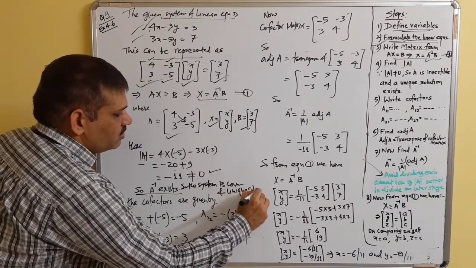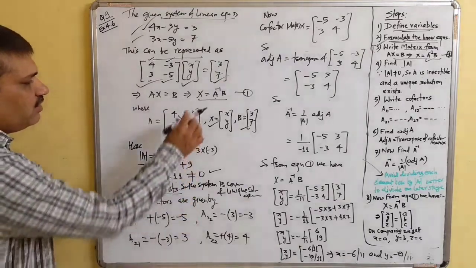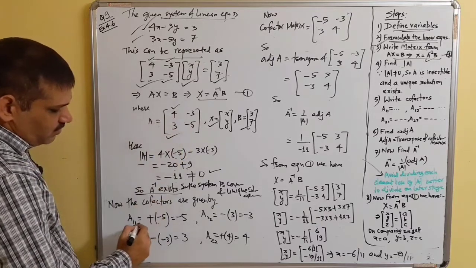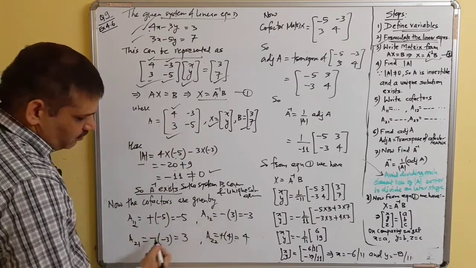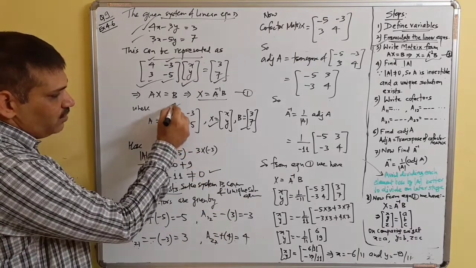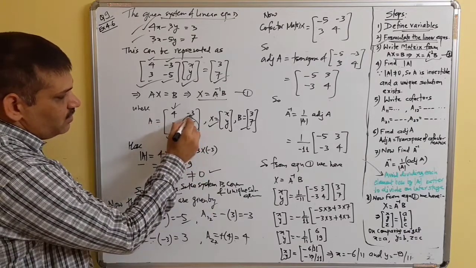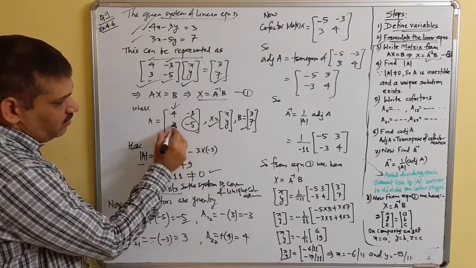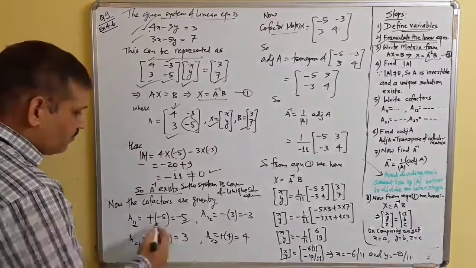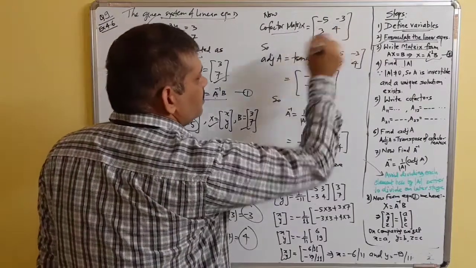Now the cofactors of the elements. When I find the cofactor of this element, I write A11. 1 plus 1 is 2, so it is positive. For A12, negative; for A21, negative; for A22, positive. When I find the cofactor of this, I eliminate this row and column, so the answer is minus 5. For this one, eliminate the row and column, we get 3, but the sign will be negative, so minus 3. Likewise, we find all the cofactors. The cofactor matrix is minus 5, minus 3, 3, 4.